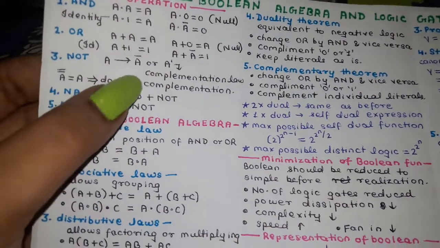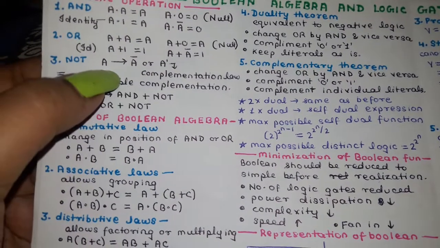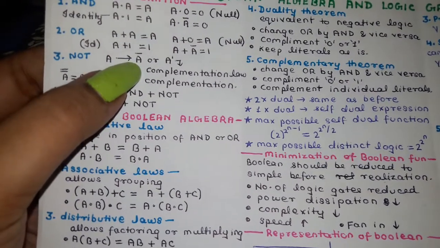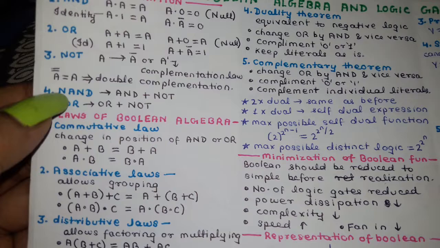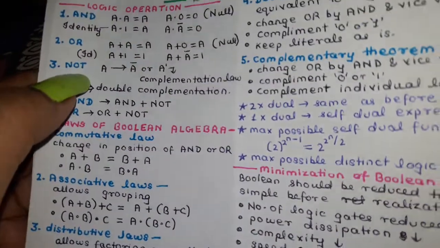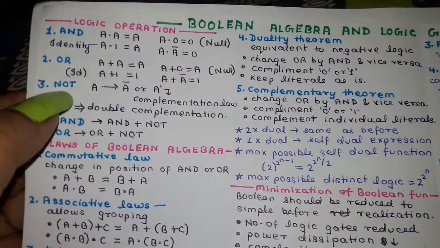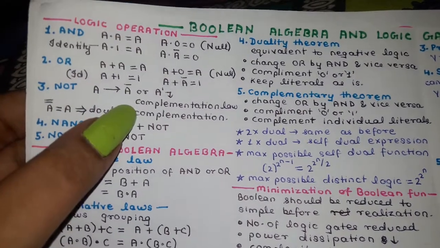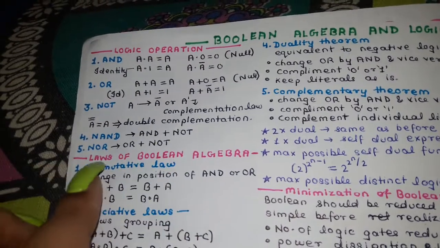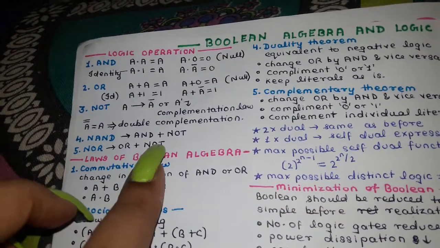Then we have NOT, which is the complementation law. If it is 0, then you make it 1. If it is 1, then you make it 0. It is represented by A bar or A dash. Then we have double complementation: if you perform this NOT operation twice, you get the original function. Then we have NAND, which is AND plus NOT. Then we have NOR, that is OR plus NOT.